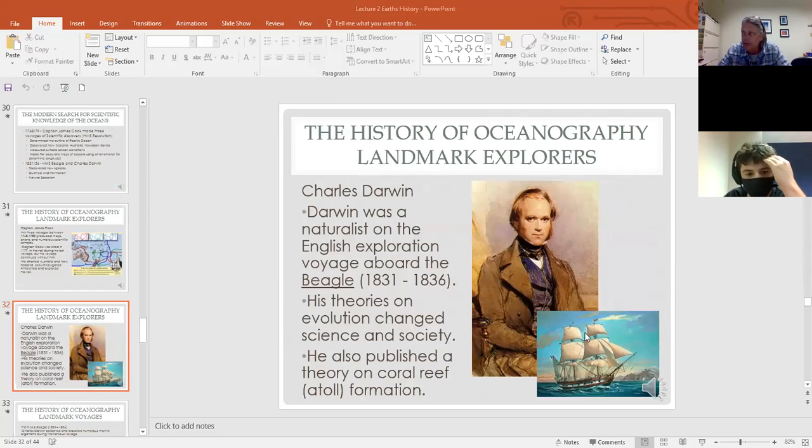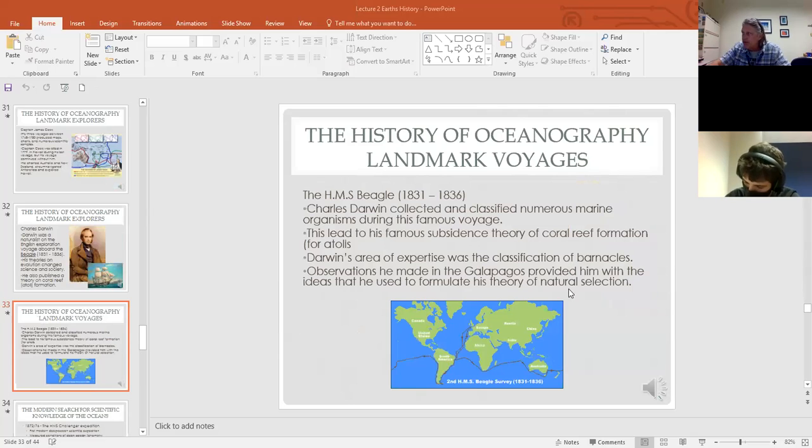Here's Darwin, and he's credited with natural selection, the origin of the species, and atoll formations, how coral reefs form. His voyage was 5 years. And you can see right here where my cursor's over, that's the Galapagos Islands. We discussed that last time, but here's the trip that he made around South America, across the Pacific, around Australia, around the Cape of Good Hope, and then up.